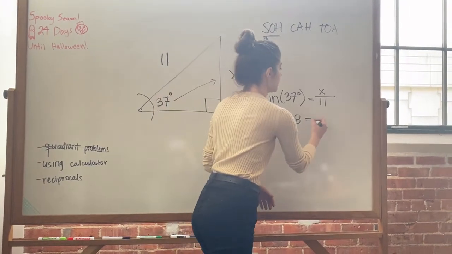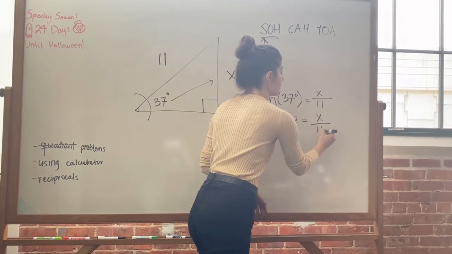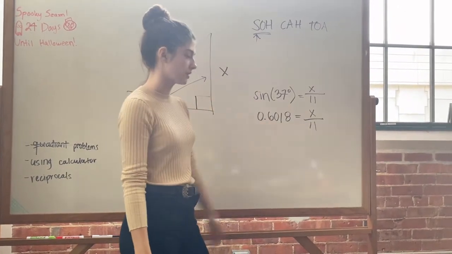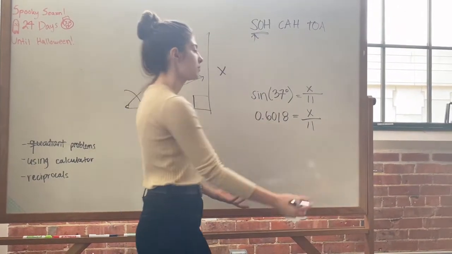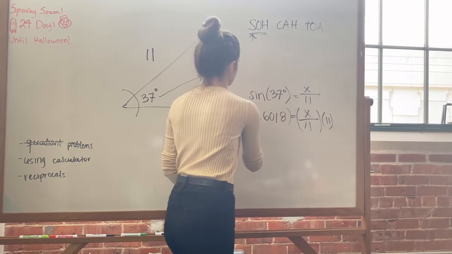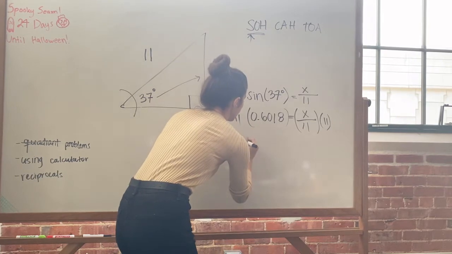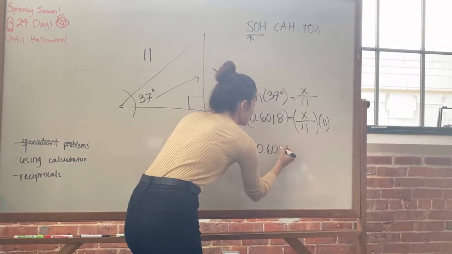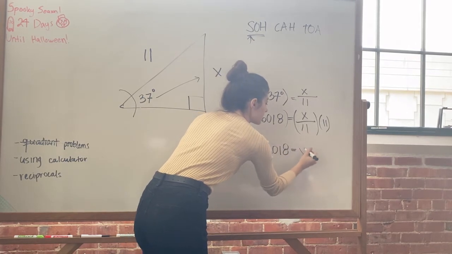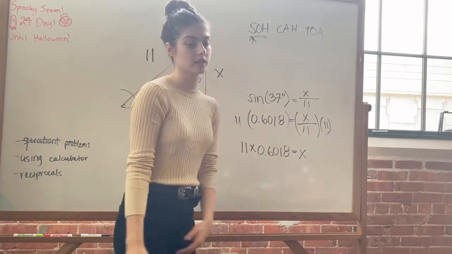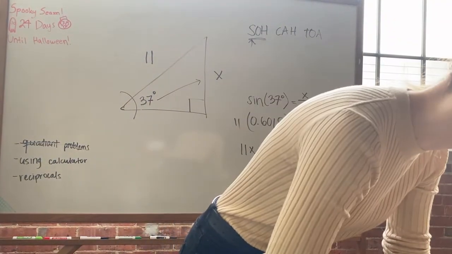And that is going to be equal to x over 11. Now what do we do in algebra when we want to get x by itself in this circumstance? We multiply both sides by 11. So in other words, 11 times 0.6018 is equal to x. And all you have to do now is just solve for this. So let's put that in the calculator.